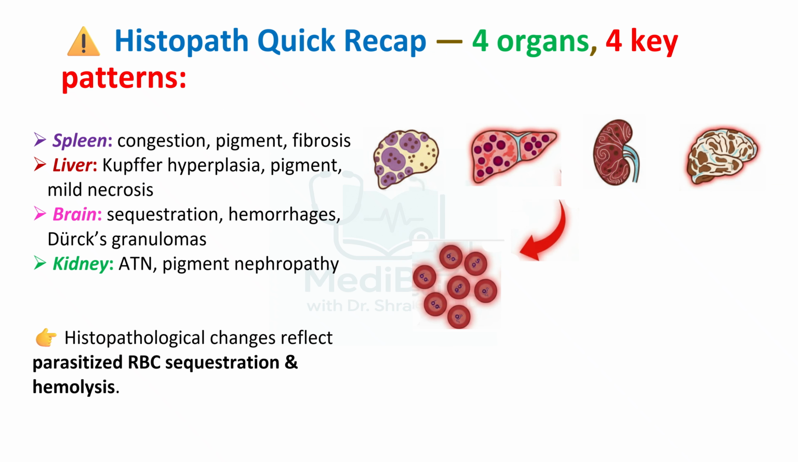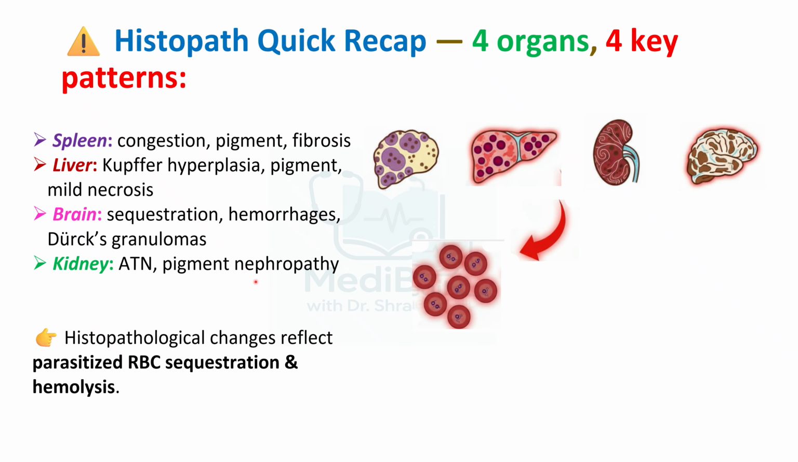So a quick recap for 4 organs and 4 key patterns. Spleen: congestion, pigment, fibrosis. Liver: Kupffer hyperplasia, pigment and preserved structure. Brain: sequestration, hemorrhages, Dürck's granulomas. And kidney: acute tubular necrosis, pigment nephropathy.